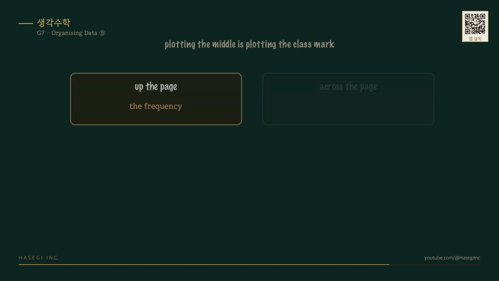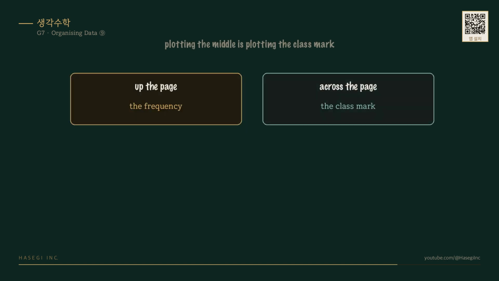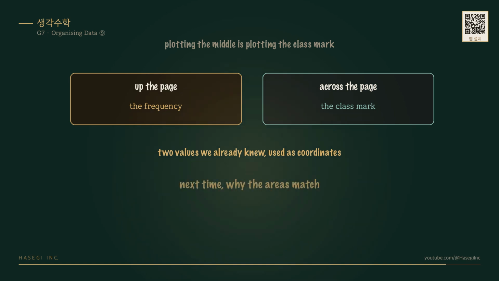So taking the middle is taking the class mark. Vertically, the frequency; horizontally, the class mark. 2 things we had already worked out, used as coordinates. Next time, why the polygon drawn this way encloses exactly the same area as the histogram.